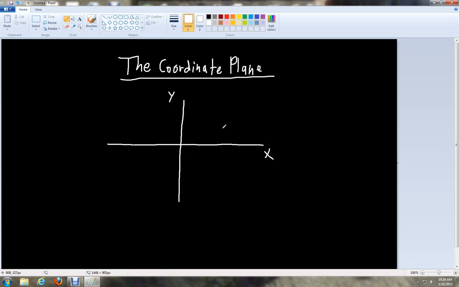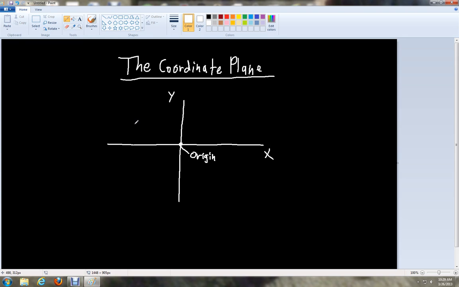And so there's a point, of course, where the two axes meet, the x- and y-axis. This point here where they meet is called the origin. So the origin is like where you start. You can think of it as your home, or just wherever you begin.